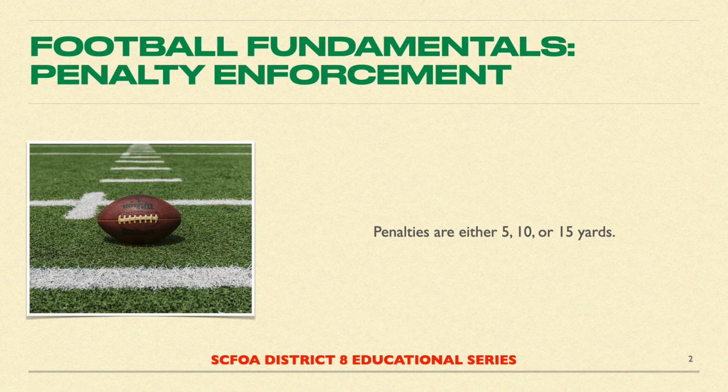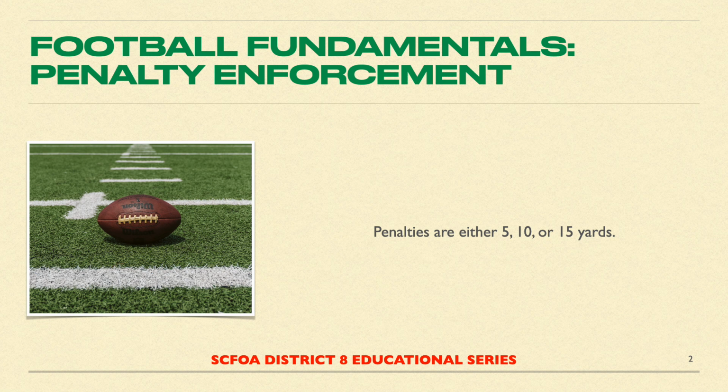Our next penalty enforcement fundamental tells us penalties are either 5, 10, or 15 yards. Every distance penalty falls under one of three options. Generally speaking, the 5-yard penalties are reserved for minor rule infractions, while the 10-yard penalties are used for handsy fouls. The major 15-yard penalties are saved for the more serious of the rule violations, often involving safety or conduct.